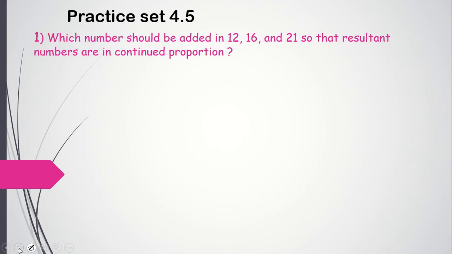Practice set 4.5. Which number should be added to 12, 16 and 21 so that the resultant numbers are in continued proportion? Generally in algebra, whenever we don't know anything, we assume that to be x. So this number which is to be added to 12, 16 and 21, we assume it to be x. When x is added to these numbers, they will become 12 plus x, 16 plus x and 21 plus x.